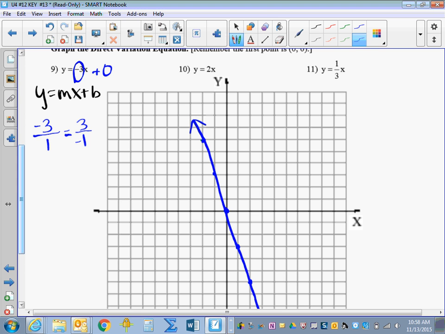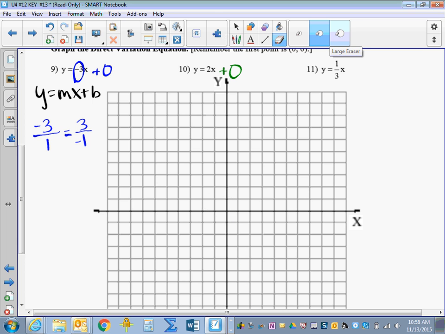I'm going to do this one in green. You guys have a separate box for it. Alright, Trey, for this one, what is my y-intercept? 0, right? Again, my y-intercept is 0. So I'm going to start at the origin.